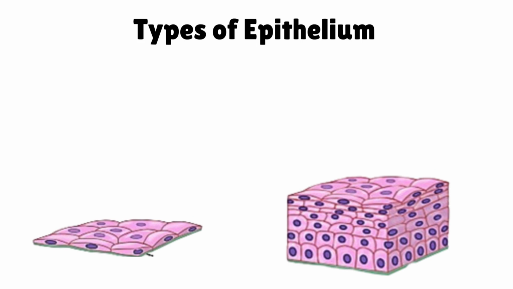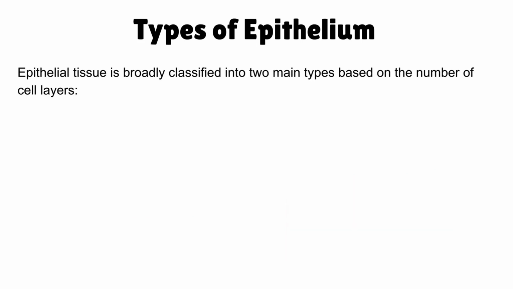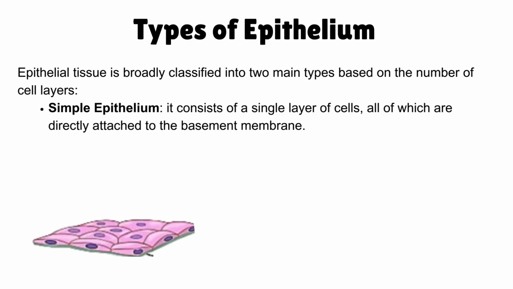What are the types of epithelium? Epithelial tissue is broadly classified into two main types based on the number of cell layers. Simple epithelium. It consists of a single layer of cells, all of which are directly attached to the basement membrane. It is specialized for absorption, secretion, and filtration.